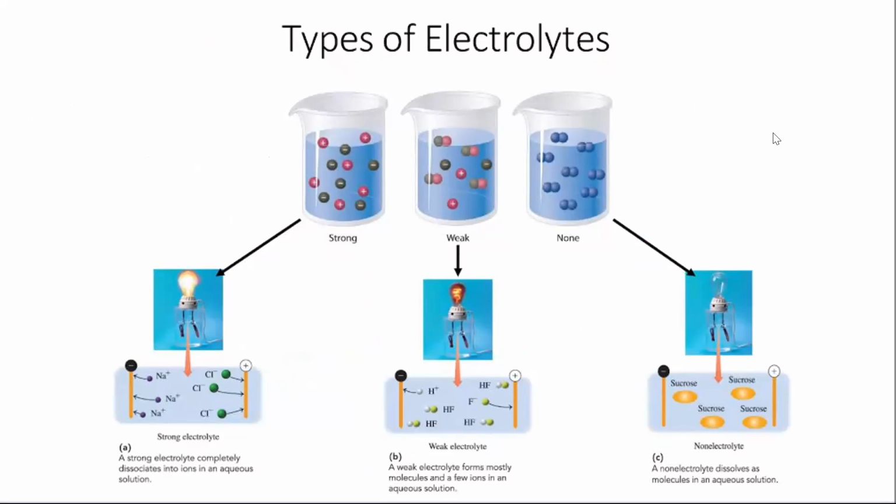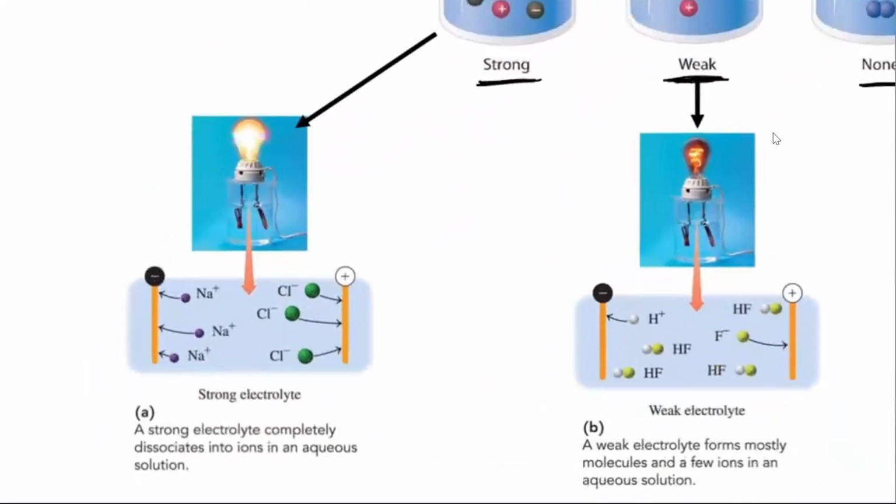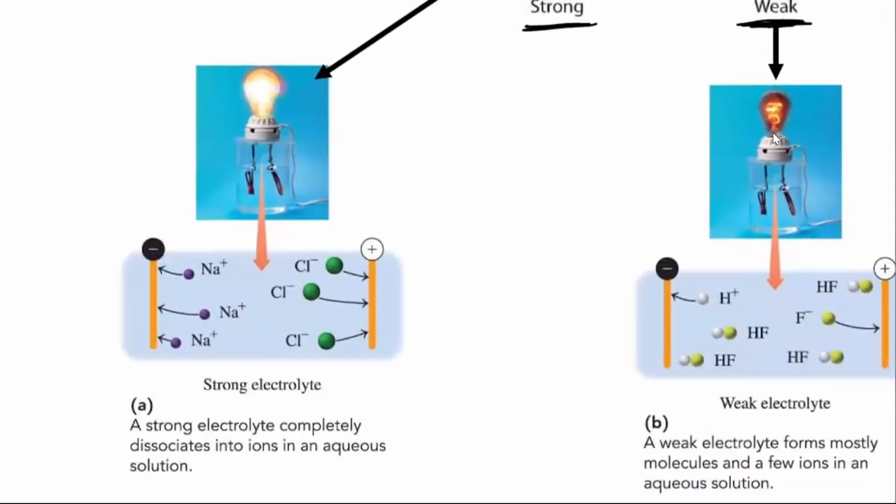We can have a strong electrolyte, a weak electrolyte, or a non-electrolyte. As I said, by definition, strong, weak, and non-electrolytes depend on what they form once you put them in solution, and usually the solvent we're talking about is water. If we focus on the left side of our slide, a strong electrolyte completely dissociates into ions in an aqueous solution.